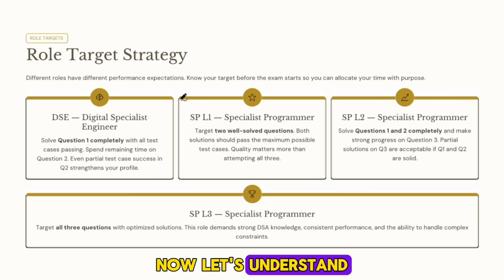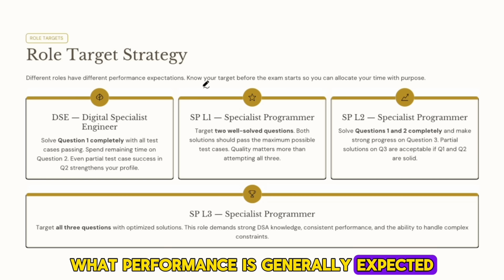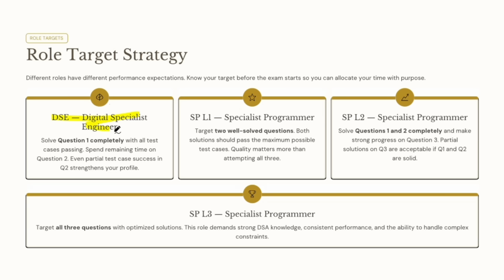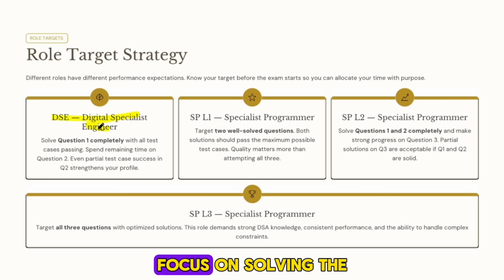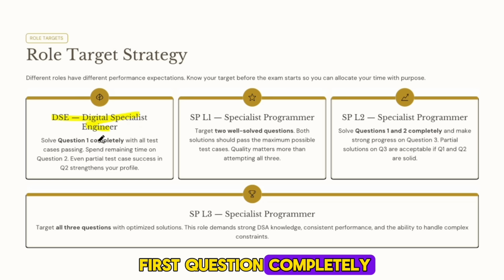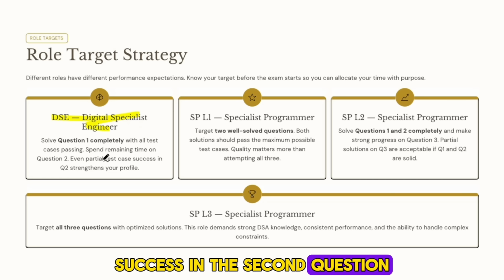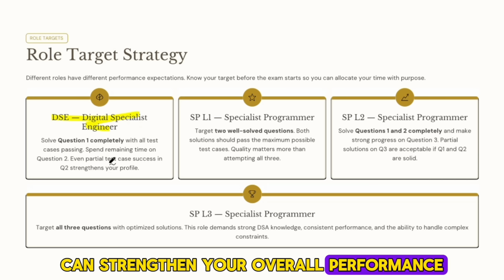Now let's understand what performance is generally expected for different roles. For the digital specialist engineer role, if this role is your goal, focus on solving the first question completely with all test cases passed. Then spend the remaining time solving as much of the second question as possible. Even partial test case success in the second question can strengthen your overall performance.